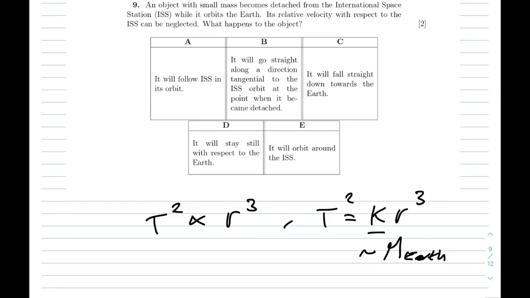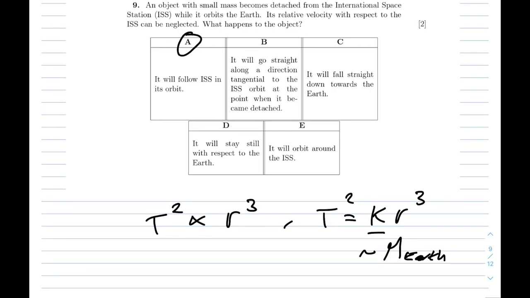We can think then also about E. Could E possibly be true? In fact, no, I don't think it could, because the mass of the ISS and the mass of this object, although we don't know the mass of this object, are so small that you couldn't possibly form an orbit between the two of them at that closer distance. So the correct answer is going to be A.